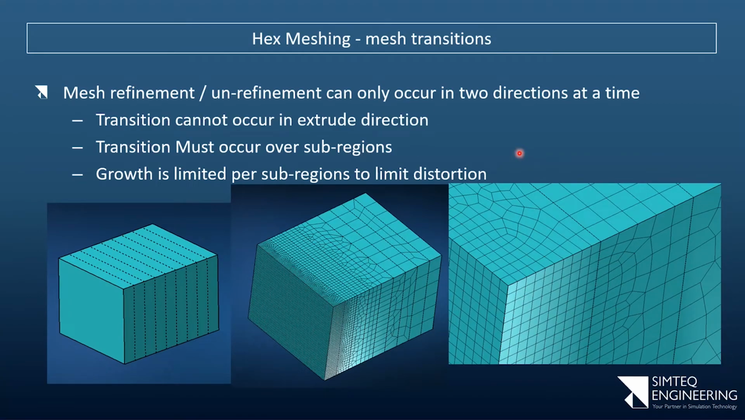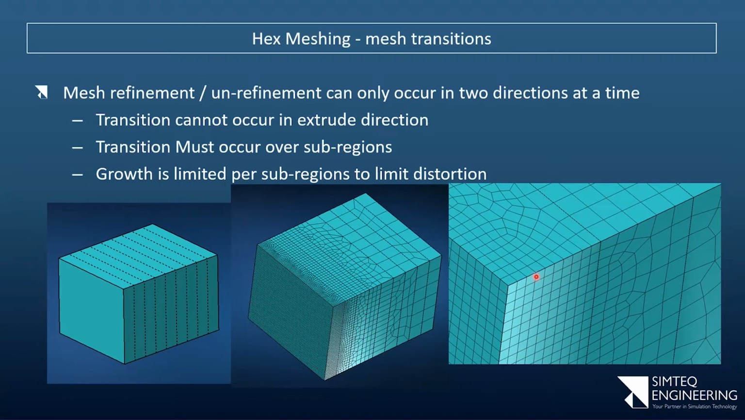Okay, now, some of the issues we have with the hex meshes is dealing with mesh transitions. So on the left, I've got a block, and these dotted lines are virtual split lines. The intent is I want to mesh this fine, and the other side I want to mesh coarse. I can only transition on two faces, but not the third one. The extrude direction, in other words, that direction: if I mesh that face and I move in that direction, I cannot do anything.